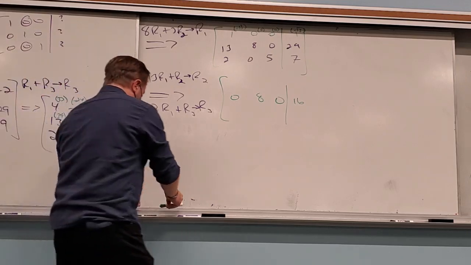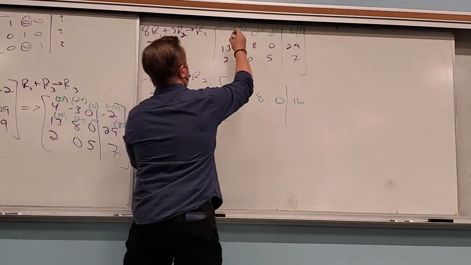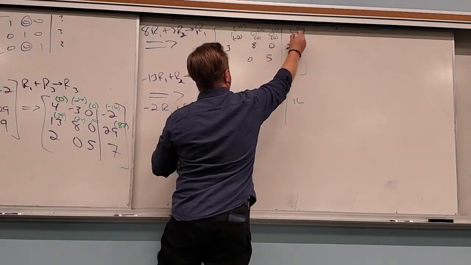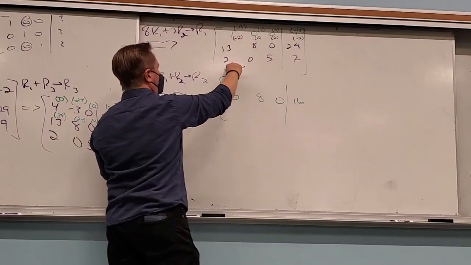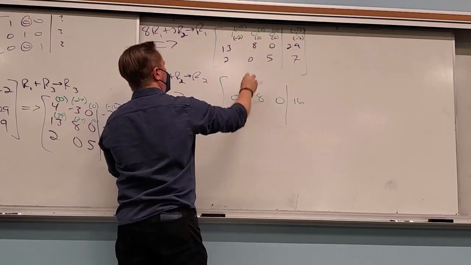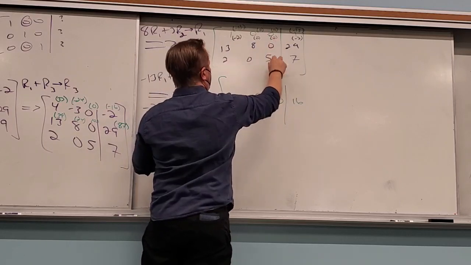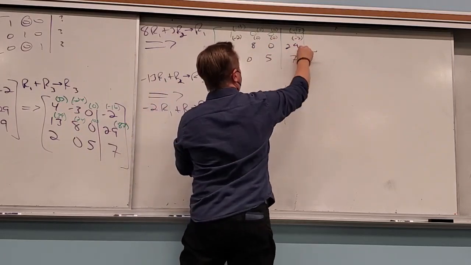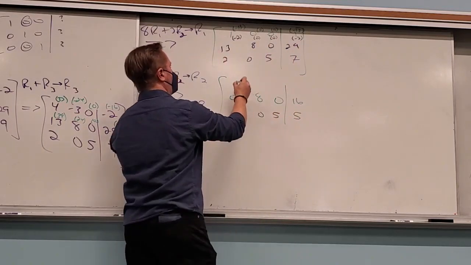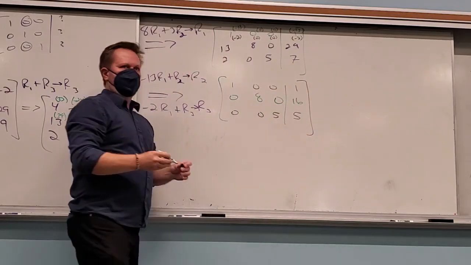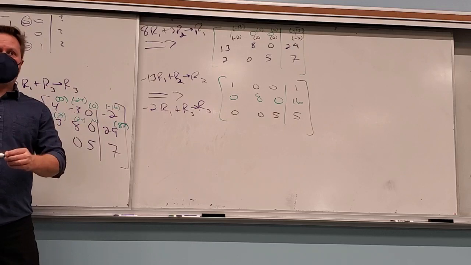And now I do this other thing, -2 times row 1. So this will be -2, 0, 0, -2, and I add it to row 3. That gives 5. And of course, row 1 just stays the same. So we're basically done. Do you guys see that?